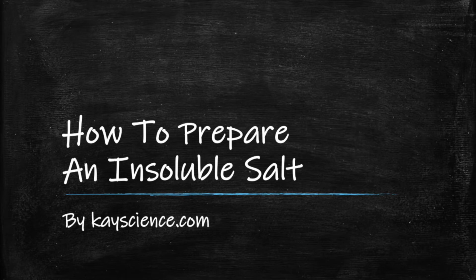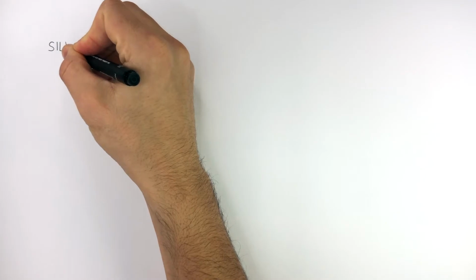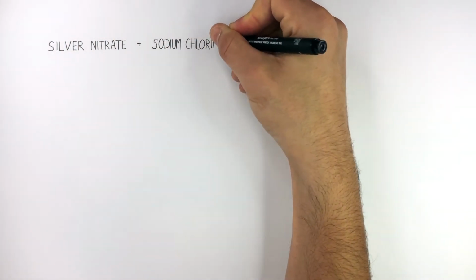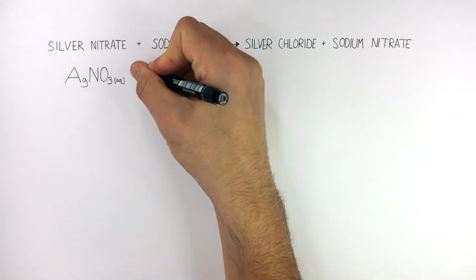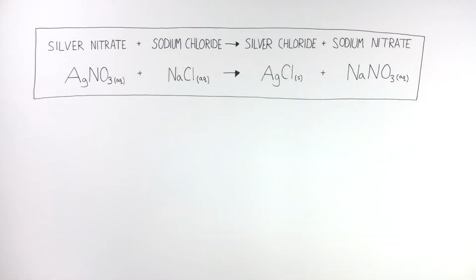How to prepare an insoluble salt by KayScience.com. Silver nitrate reacts with sodium chloride to form silver chloride and sodium nitrate. This is the balanced symbol equation.